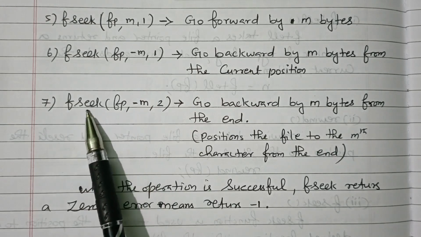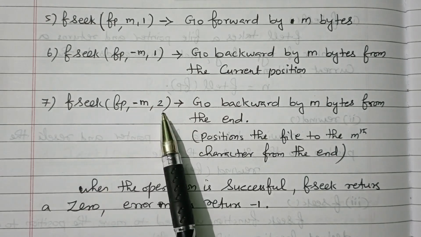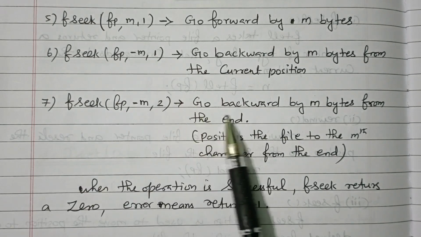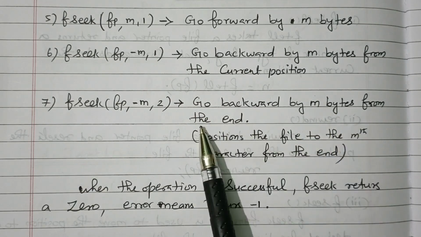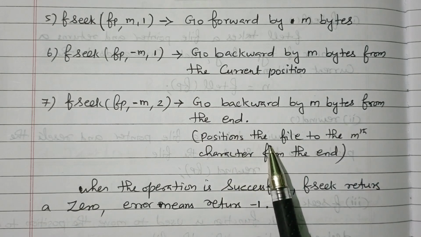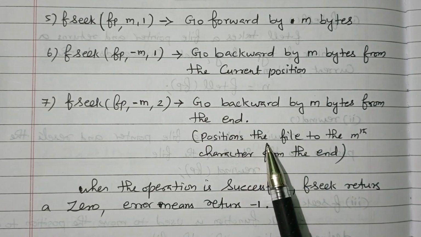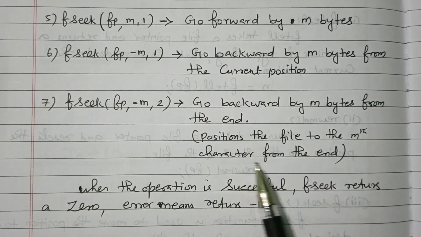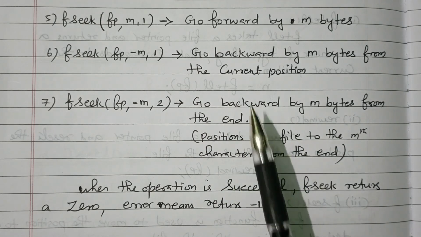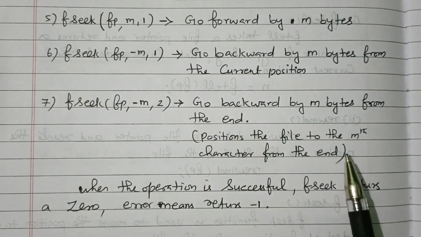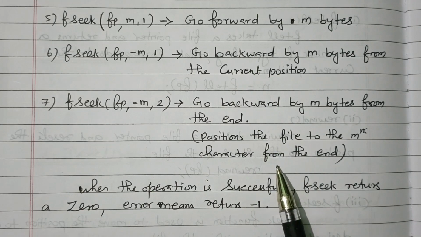fseek(fp, -m, 2). Minus m means backward. Go backward by m bytes from the end. Position the file to the mth character from the end. That is the difference between these two. Both are backward, but the mth position from the end of the file is where it will position.